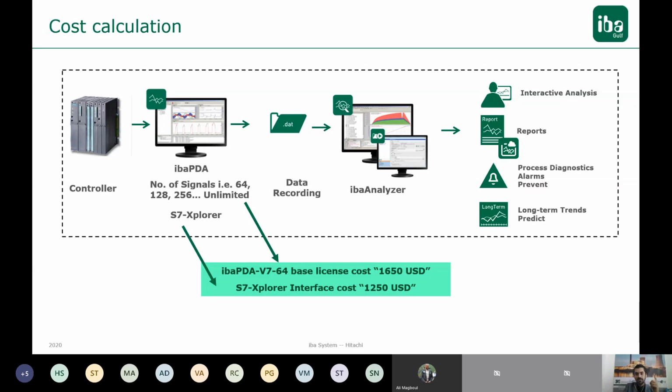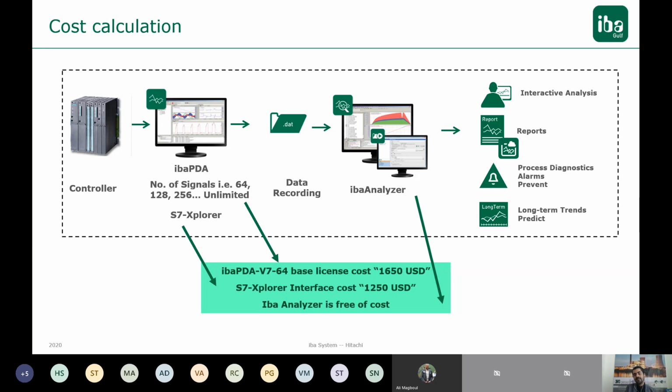So once you get the interface, you don't have to add another interface, even if you're increasing the number of signals. You just need to increase the number of signals. You don't have to change the interface. EBA Analyzer is free of cost. So there is no such cost for EBA Analyzer. So to start with, the total cost is only $2,900, more or less. And you can start a small installation of 64 signals and start building your system on it.